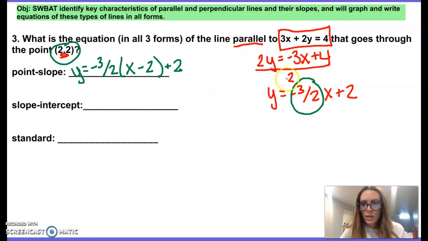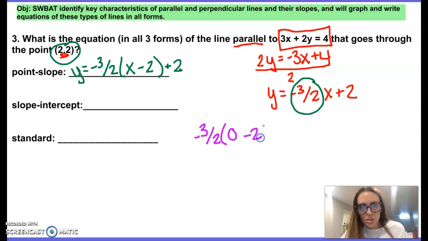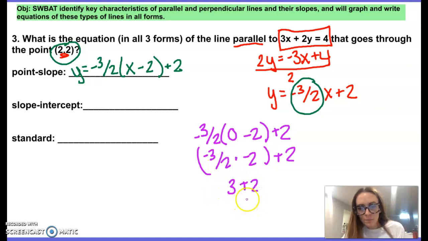Slope-intercept form. So we can manipulate this equation here into our slope-intercept form, or we can just plug 0 in for x to find our y. I think that's the easiest way to go in this case, so I'm going to go ahead and write that down here. We know our y-intercept is when x equals 0, so we'll just plug in 0 minus 2 plus 2. We know that's -3/2 times -2, and then we have our plus 2 out here. I'm sorry, my handwriting sucks. So now we know this is just 3 plus 2, and our y-intercept is 5.